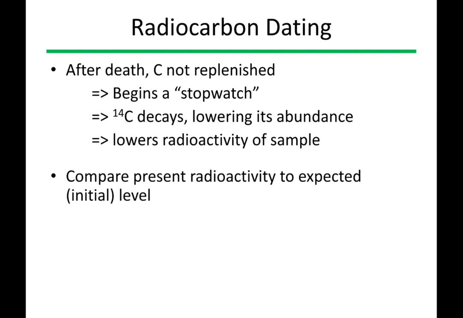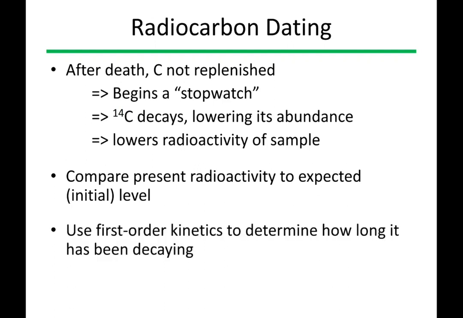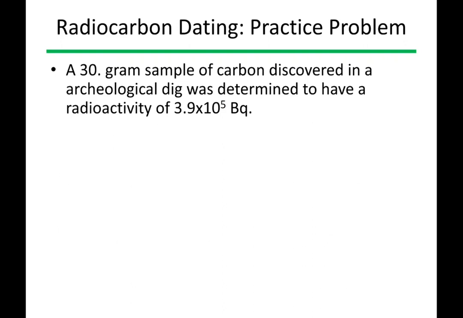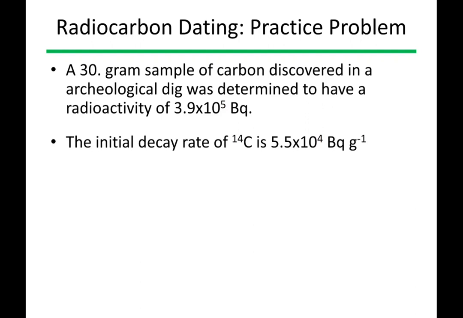And so what we can do is compare the radioactivity in a fossil that contained carbon from a once living organism to the radioactivity that is expected, and use kinetics to determine how long it's been decaying, or how long ago it died. So for example, say we had a 30 gram sample of carbon that was discovered in an archaeological dig, and it was determined to have a radioactivity of 3.9 times 10 to the 5th becquerels. The initial decay rate of carbon-14 is 5.5 times 10 to the 4th becquerels per gram. You'll see this a lot in these units of radioactivity, that they're given per mass, so you have to do a little bit of calculation to get your expected value.